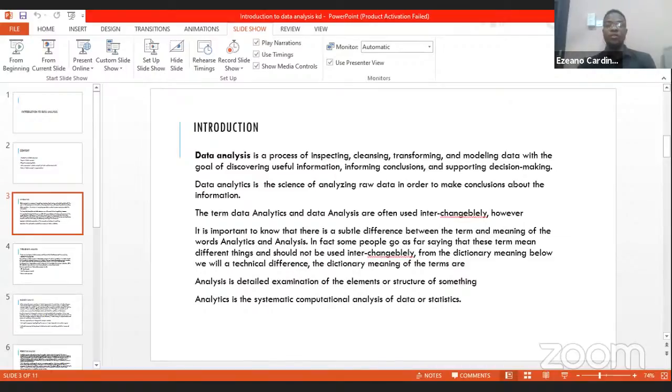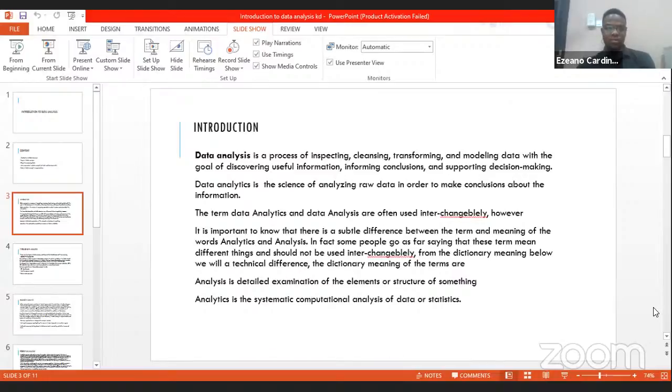Because all of this data you've gotten in a raw form doesn't have a meaning, doesn't have anything the company or any organization could do with it. So the work of a data analyst is to bring these data together, cleanse them, transform them, and model them into what the company would understand.